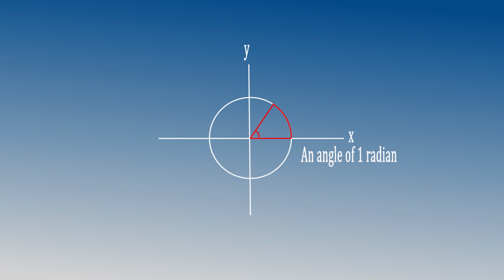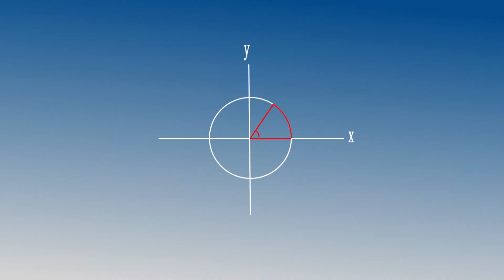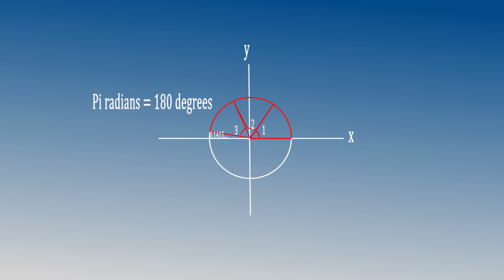The usefulness of expressing angles this way is to measure exact values with respect to the radius. Now, if you continue to wrap this radius around the circle 180 degrees, you will notice that the radius wraps around 3 and a bit times. That 3 and a bit turns out to be 3.1415 and so on, which is exactly pi times. Which brings us to the nice conclusion that pi radians is equal to 180 degrees.